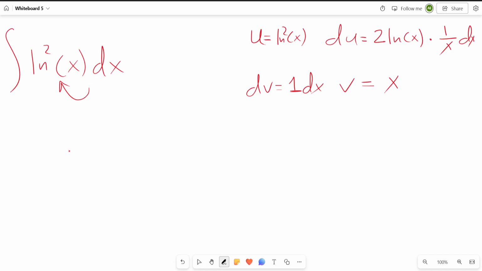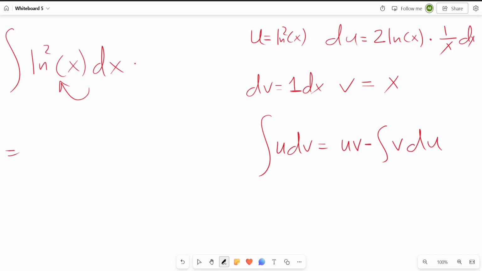Now, using my integration by parts formula, let's write it down. It tells me that the integration of u dv equals uv minus the integration of v du, and we derived how we reached this equation in the previous video. It's super helpful. I'll leave a link to it on the top right hand corner. Please go check it out. So let's use this equation.